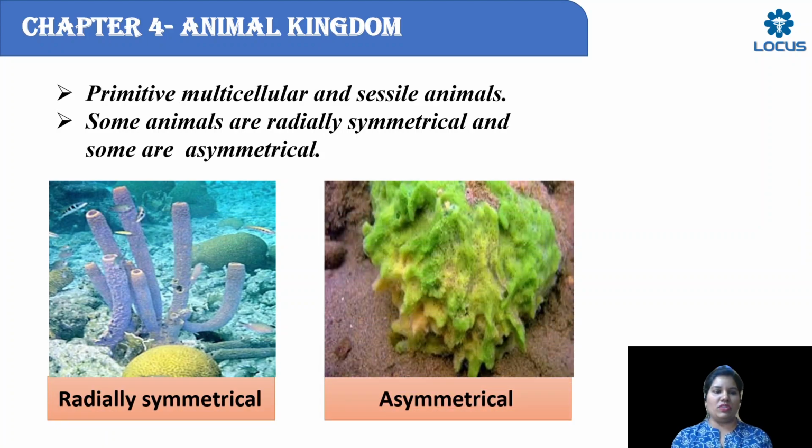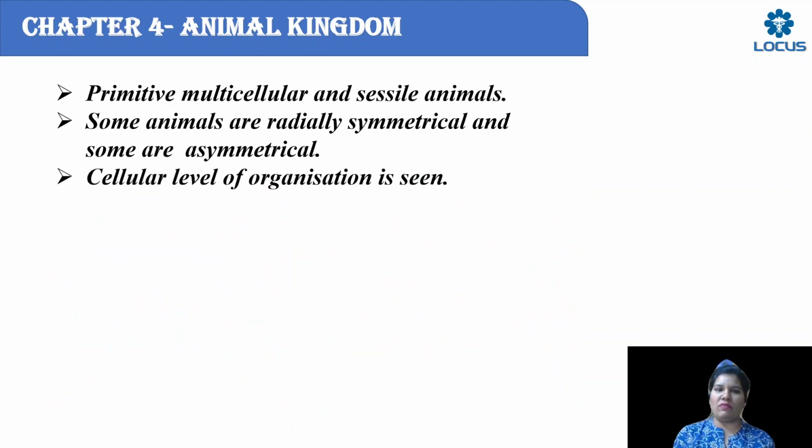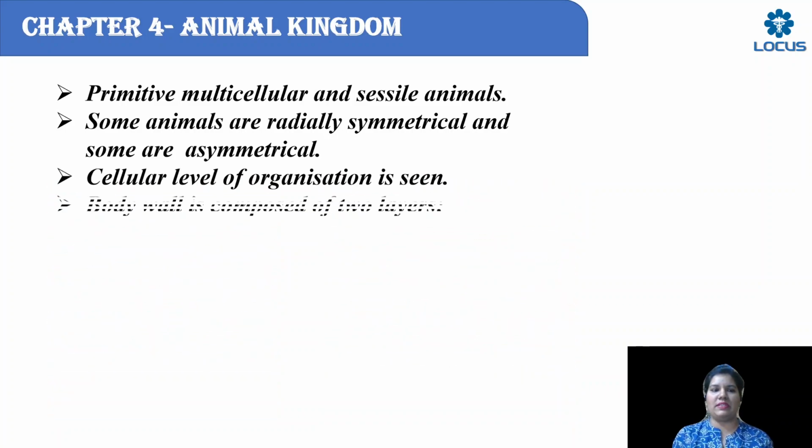Now look at these two pictures. You can look onto the screen. The left side picture, these are poriferans or sponges which show radial symmetry, and the right side ones show asymmetry. So for all those who don't know, let me give you a little bit of introduction about this symmetry.